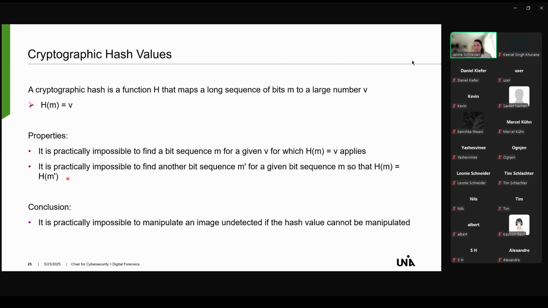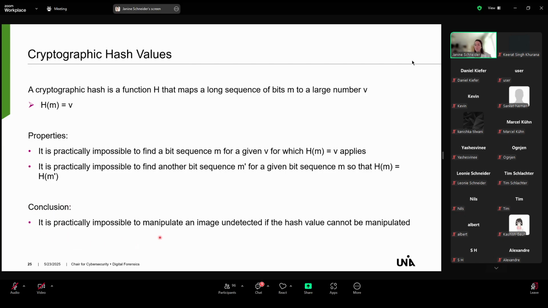Okay, and the second property is that you will not be able to find another bit sequence that generates the same hash value. So that's uniqueness. And this means that it's not revertible. So these two properties lead to the fact that we can use cryptographic hash values to check for integrity. So, conclusion: it is practically impossible to manipulate an image undetected if the hash value cannot be manipulated.